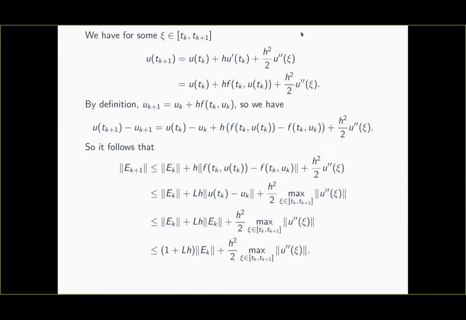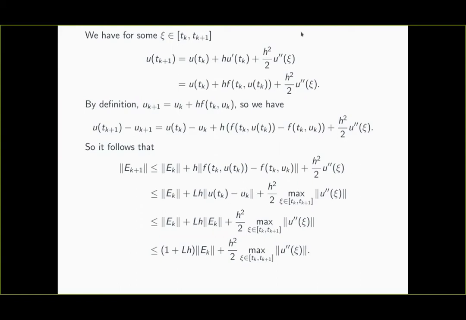plus h squared over 2 times u double prime of xi, where xi is in between tk and tk plus 1. This is really just a Taylor series. And I've used here that h is precisely the distance between tk plus 1 and tk. This is the first order Taylor approximation. And the last term, h squared over 2 times u double prime of xi, is just due to the error theorem that we already know for the Taylor polynomials.